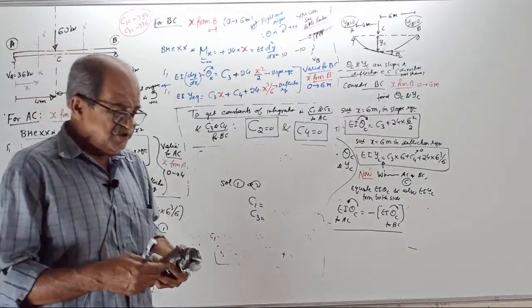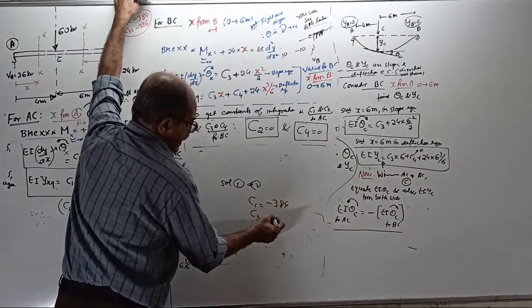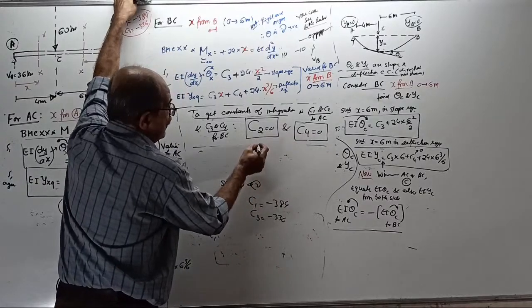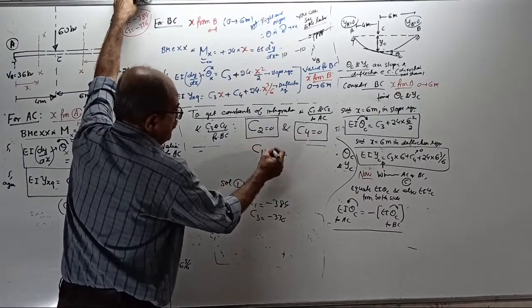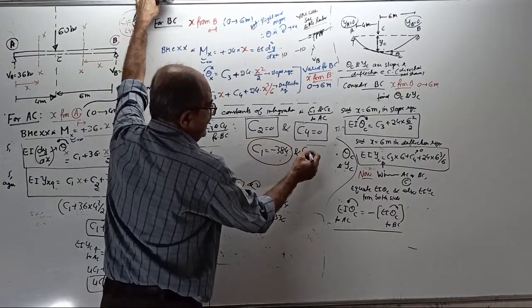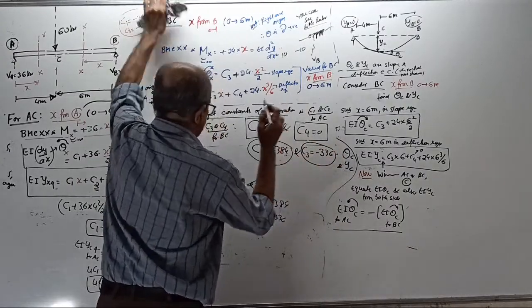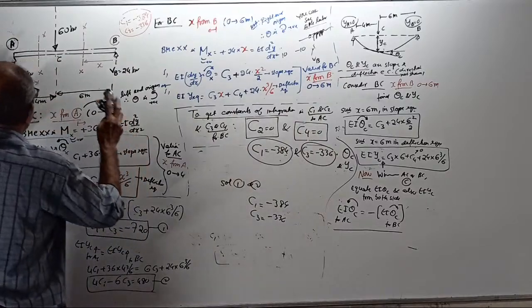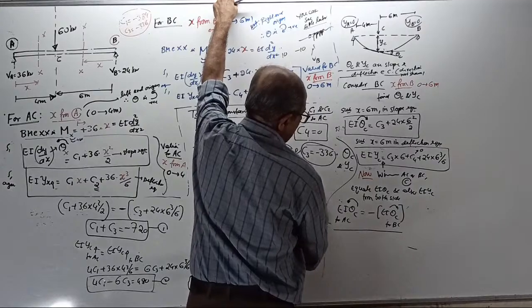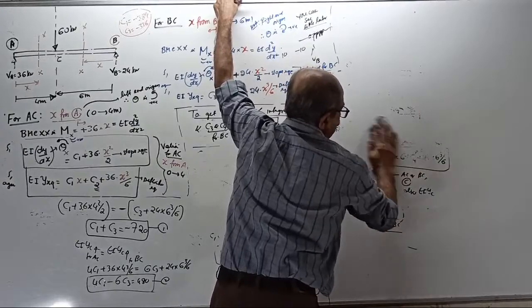Say, same means you tell, okay. Your C1 will come minus 384 and C3 will come minus 336. Therefore, I write here, your C1 equals minus 384 and your C3 equals minus 336. Okay. I will remove all this now. None of them is required. Fully clear? Fast.